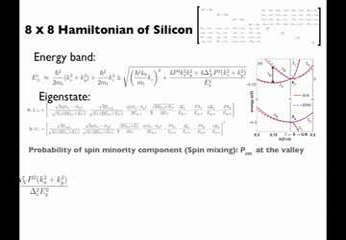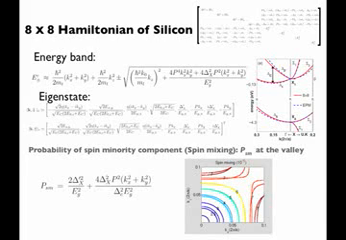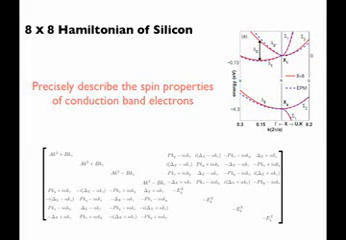Similarly, we give the expressions of spin mixing at the bottom of the conduction band, and again it matches well with the numerical result. So by checking both the energy band and eigenstates, we can say that this 8 by 8 Hamiltonian can precisely describe the spin properties of conduction band electrons. Moreover, only this 8 by 8 is enough, because other bands are too far away in energy, and also because the spin-orbit interaction on conduction band electrons is again mostly from the X4 valence band.